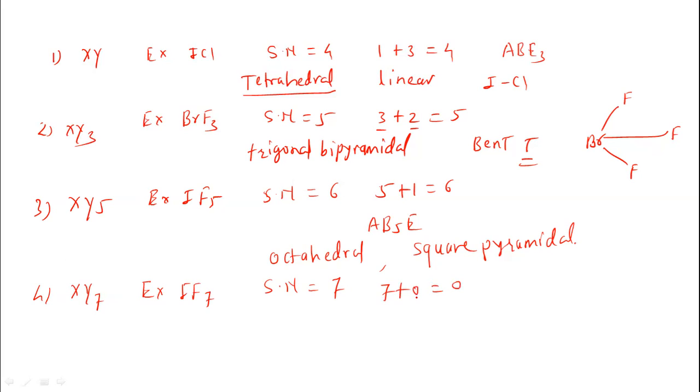There are no lone pairs of electrons here. All the electrons are bonding pair electrons. So according to the steric number, it has pentagonal bipyramidal geometry. This is the geometry of the IF7 molecule, iodine heptafluoride. So in this lecture, we explained the structure of interhalogen compounds on the basis of the VSEPR theory.